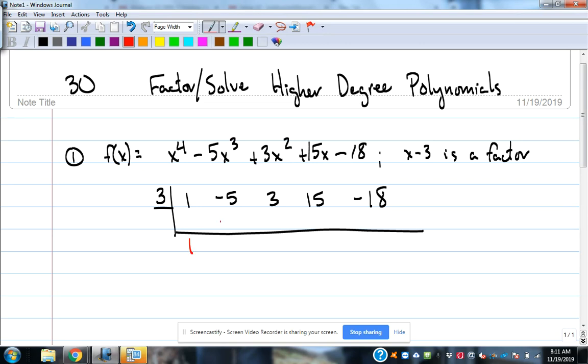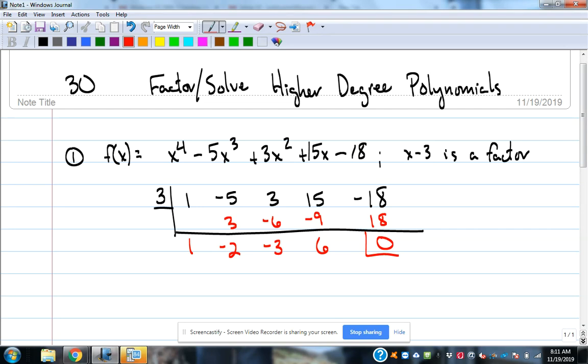Drop the 1 down, multiply 1 times 3, and then add. Multiply, add, multiply, negative 9, 6, multiply, there's 18. And what do you know? The remainder is 0. That's beautiful. That's why things go well.